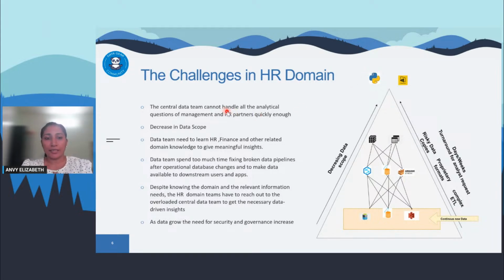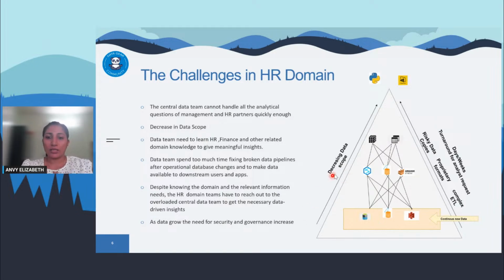The central data team was not able to handle all the analytical questions from the management or HR partners very quickly, because the data team needed to learn about the HR and finance domain to answer these questions or provide insights in the dashboard. For this reason, data teams needed to spend too much time fixing broken pipelines or quickly handling changes in the operational database. And the domain team or the HR team, who have knowledge of the HR data, had to reach out to the central data team for each and every one of their questions.